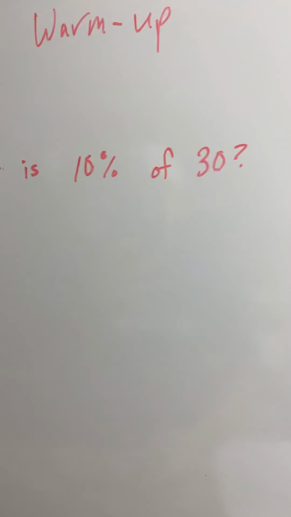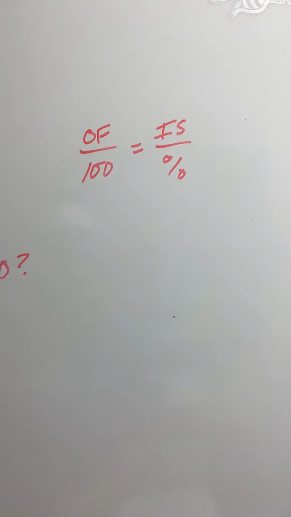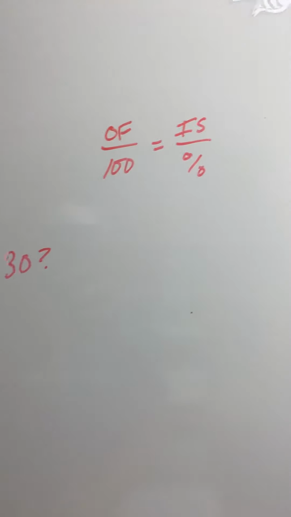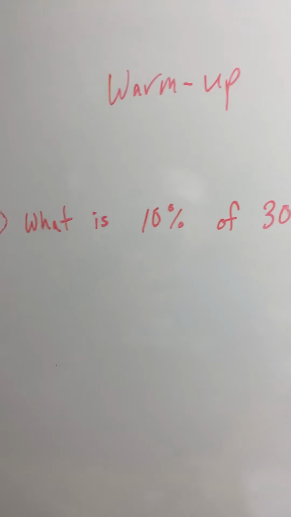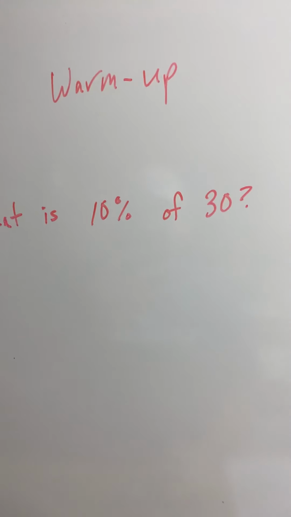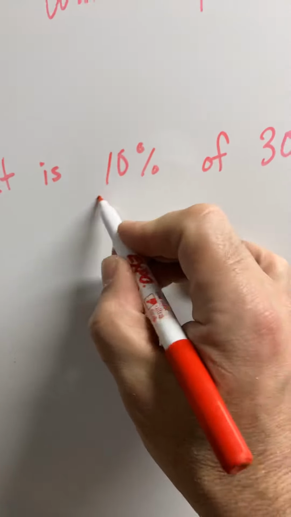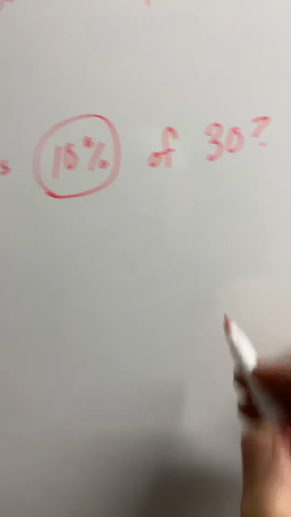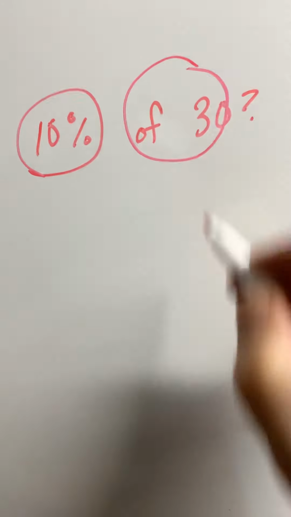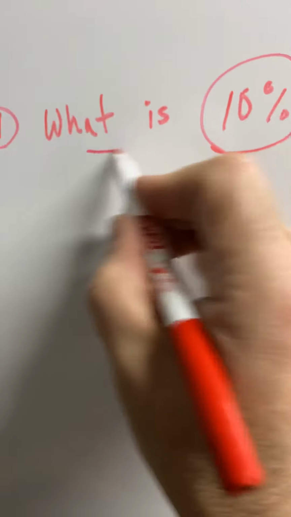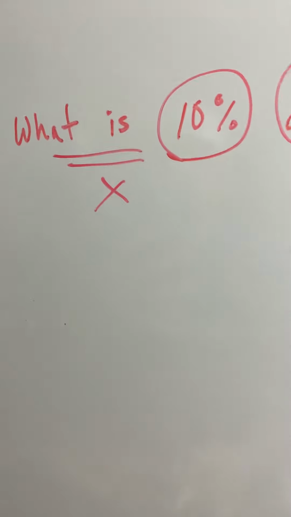Okay, let's start the warm-up. Now, the warm-up says, what is 10% of 30? And once again, we're using the of over 100 equals is over percent, sorry. And we've got to see what we have in our problem again, just like last week. We have a percent symbol, okay? We have the of, and we have the is, which we don't know what it's going to be.